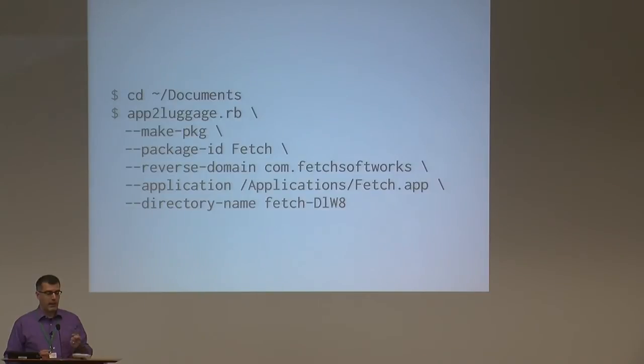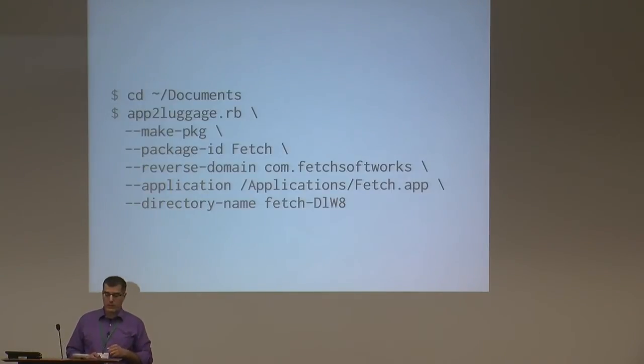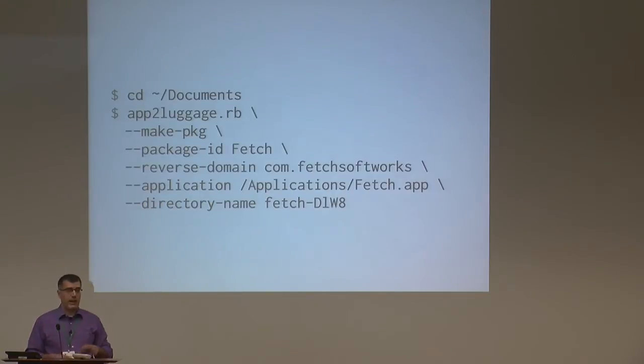package those apps, and then I'm going to tell the script that I want to make the package with a package ID of fetch. The reverse domain that's listed here, com.fetchsoftworks, is one that will help us uniquely identify this package from others on your system. And then the app I will package is in the path /Applications/Fetch.app. And the script will save what it does in the directory name given, and it's just fetch with some gibberish characters after it that I banged out so that I could test this multiple times.